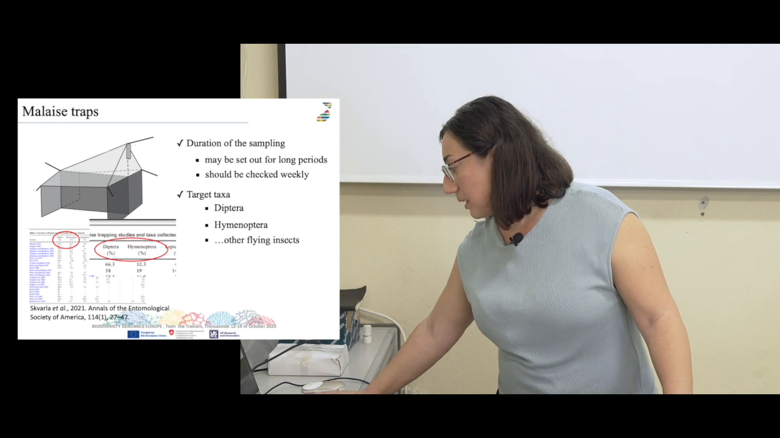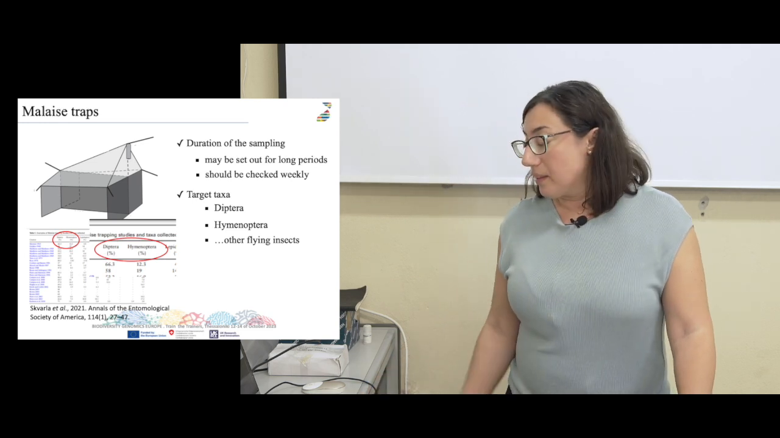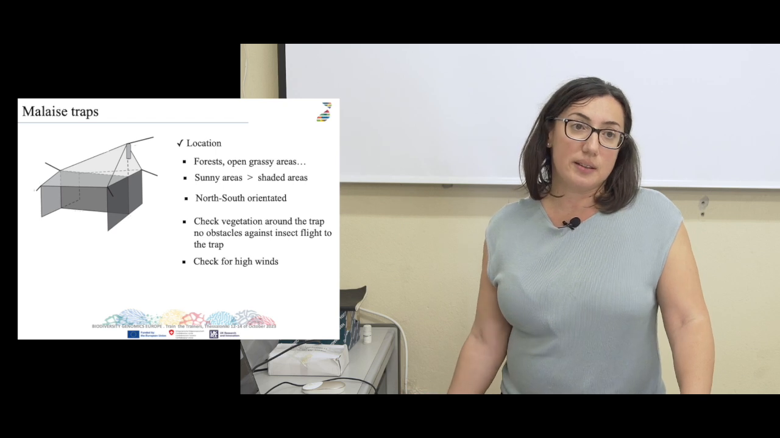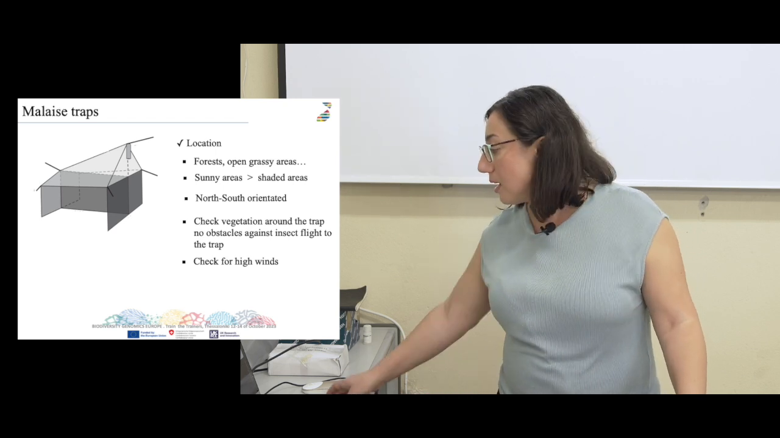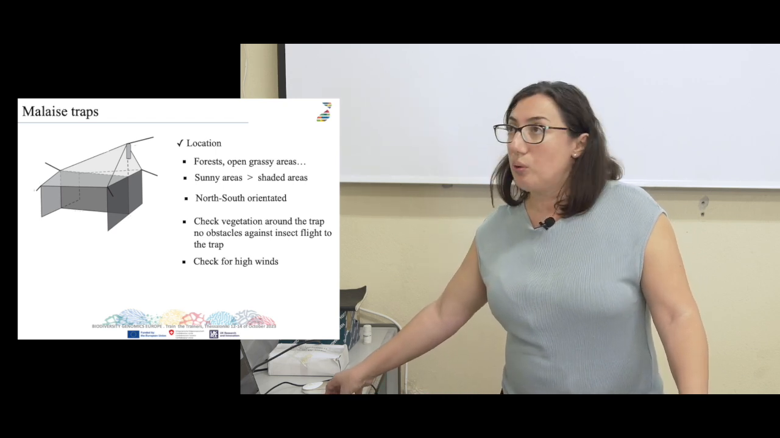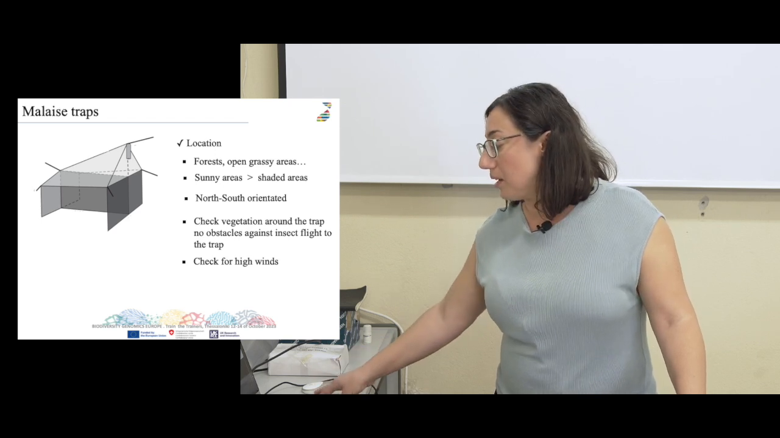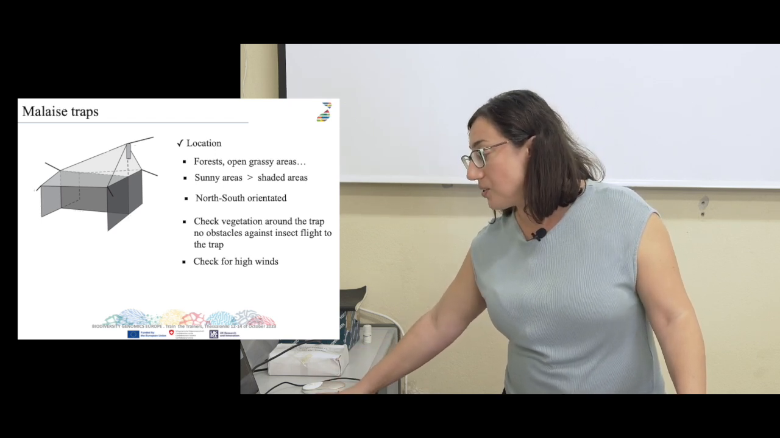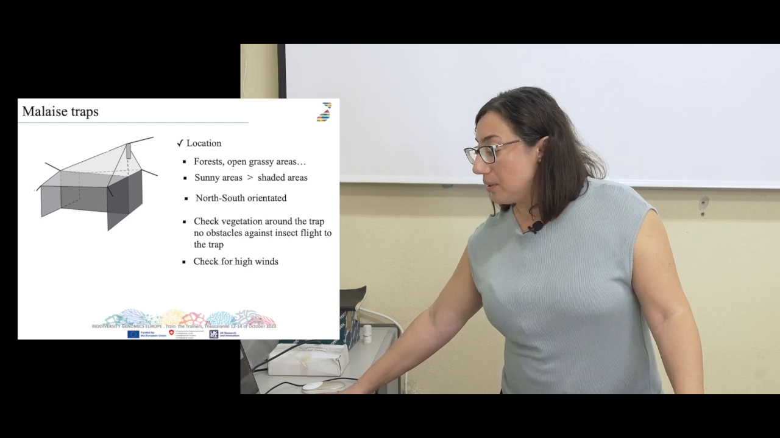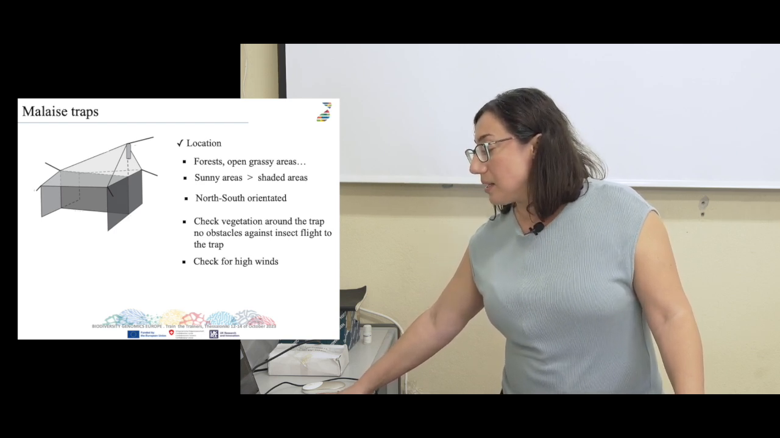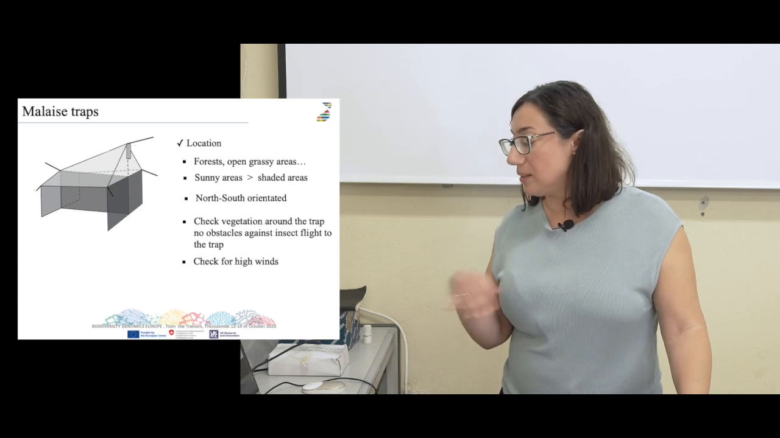of trap. They can be set in forests, open grass areas, and generally in areas where you expect to find insects. They work better in sunny areas than in shaded areas. And there is also a study, not only one, suggesting that it should be orientated north to west.